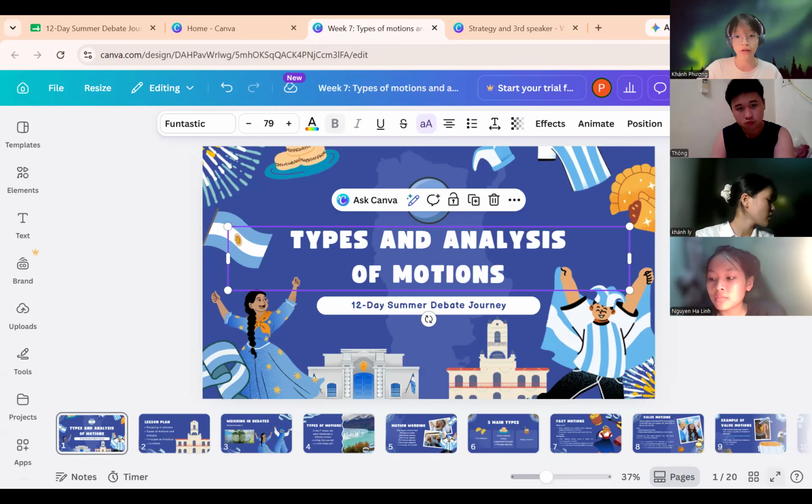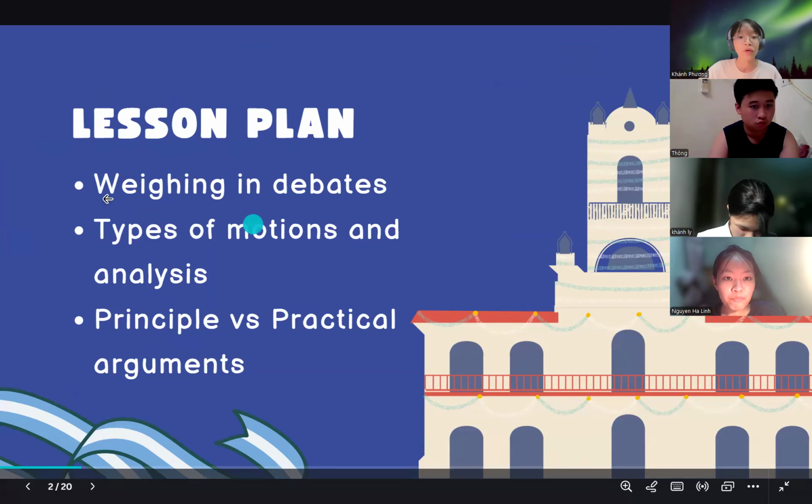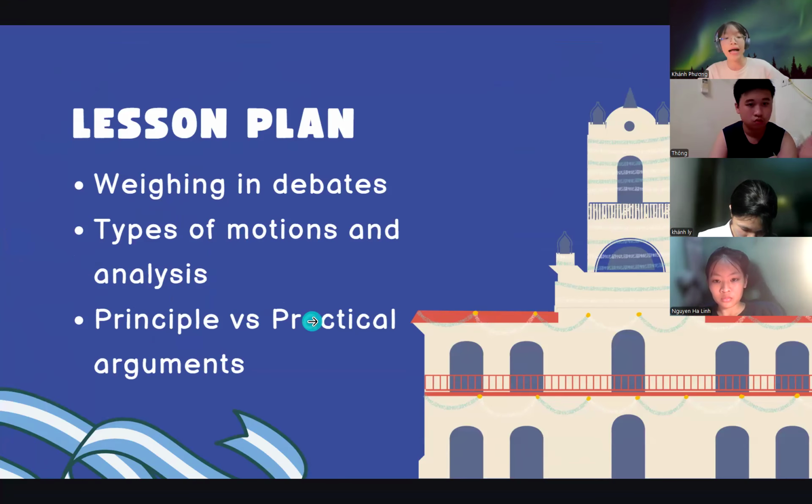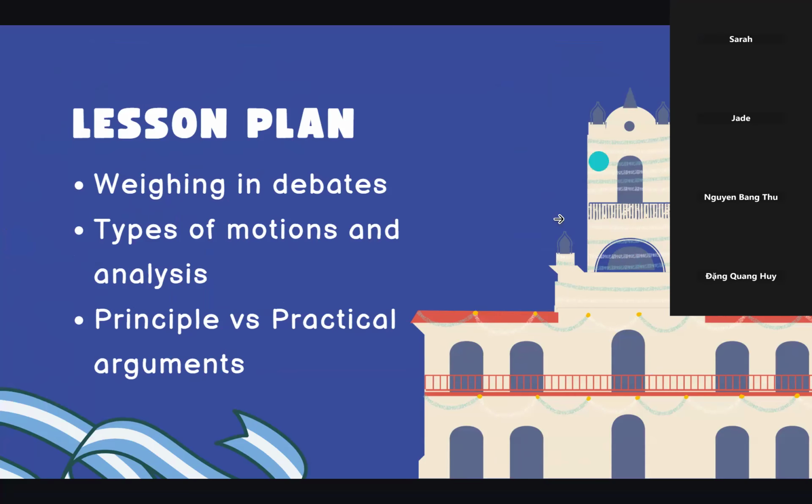So here's today's lesson plan. First of all, we will go over the weighing, but I think we will put this as last. We will look at types of motions, and then lastly, we will look at principal and practical arguments. So in debate, we have two types of arguments, and they are called principal and practical.